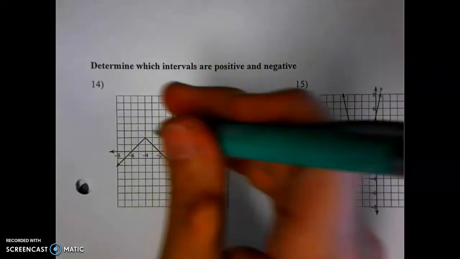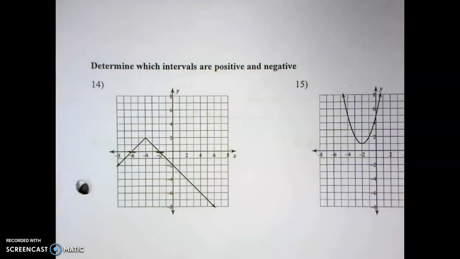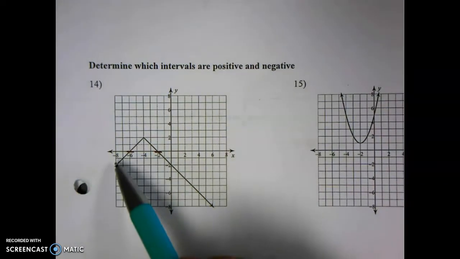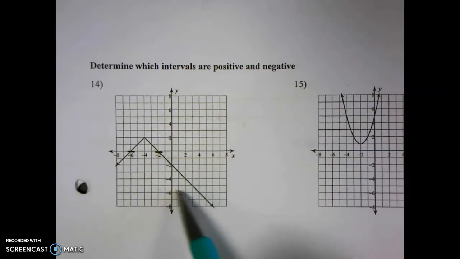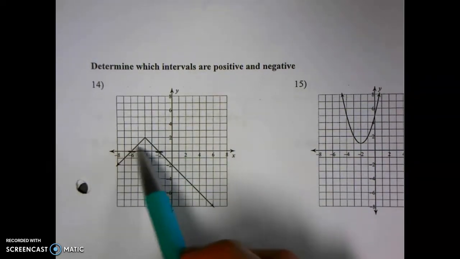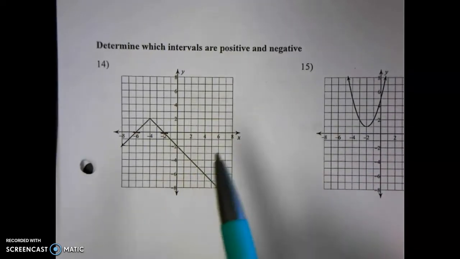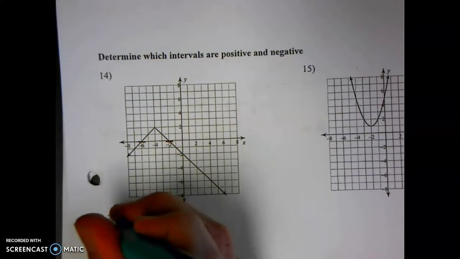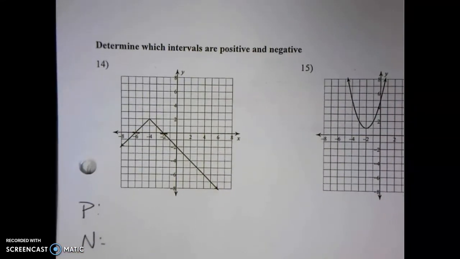So for this, what I like to do is just make the cuts. So here's one, here's the other one. Now I got three pieces. Got this one, and this one. This piece of the graph is negative, this piece is positive, and then this piece is also negative. Okay? When you write in interval notation, you're basically telling me where the graph is positive and negative.